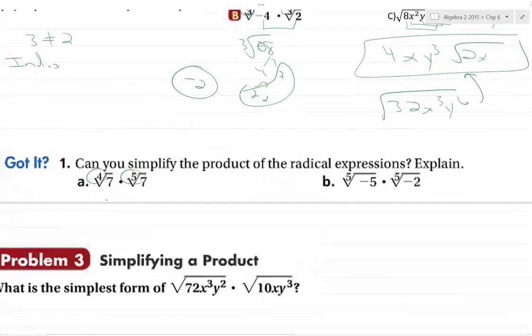Okay, so 1a, we'll say no. I had to have circled the index to identify what's going to happen there. 5th root, we end up with 10. That's 2 and 5, or 1 and 10. No pairs. So can we simplify it? Yes. But can I take anything out of it? No.